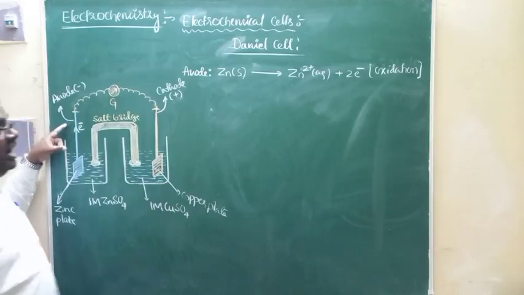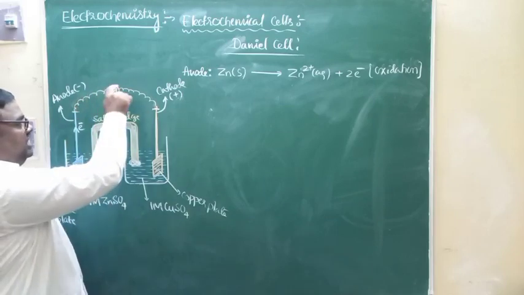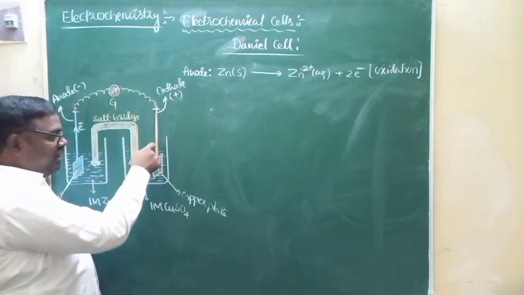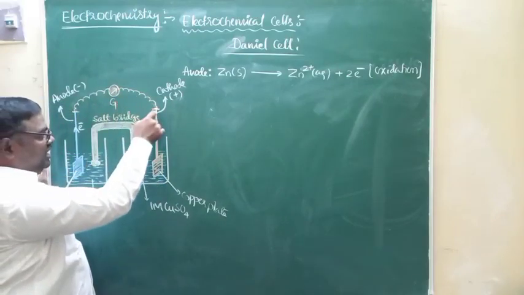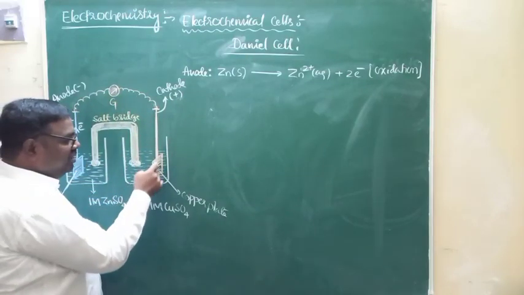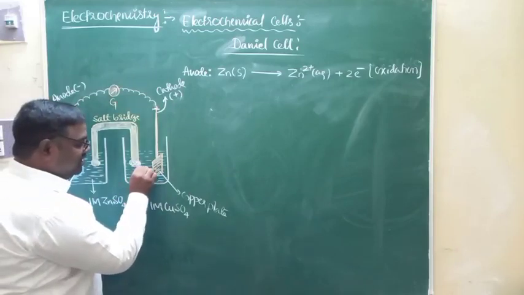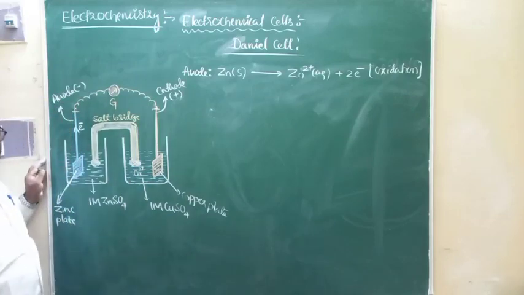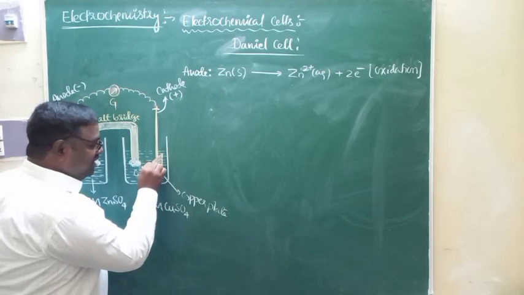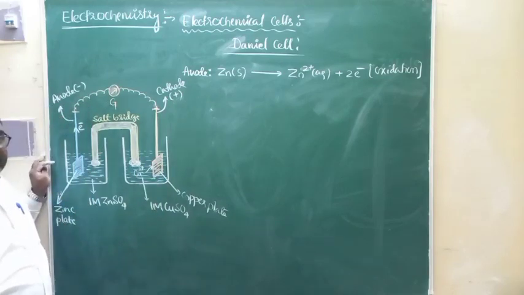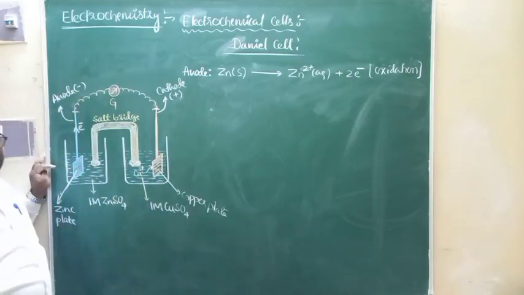And of course these electrons, which are passing through the external circuit, will be accumulated over the surface of the copper metal. The electrons coming from here accumulate on the copper metal. And observe, here we have copper sulfate solution that contains copper ions. These copper ions are going to take up electrons present on the surface of copper. Thereby, copper ions will be deposited on the surface of copper metal.